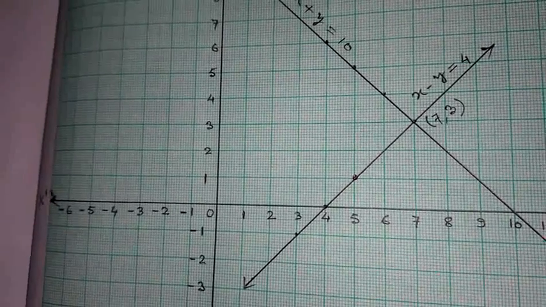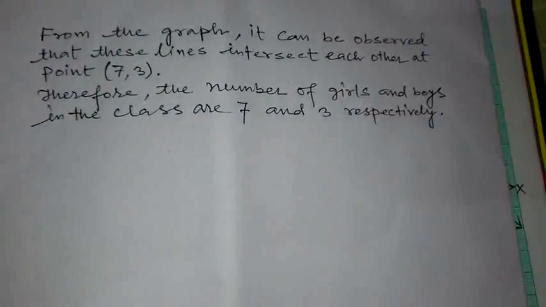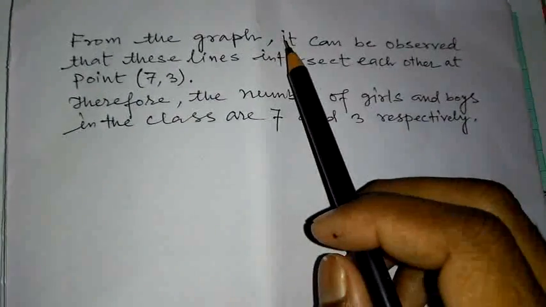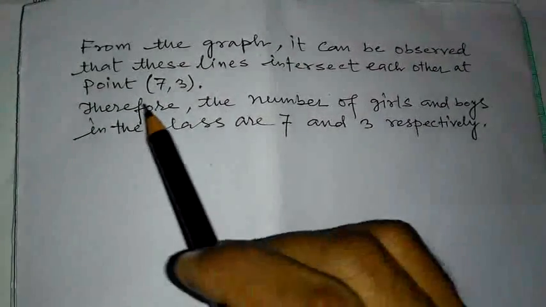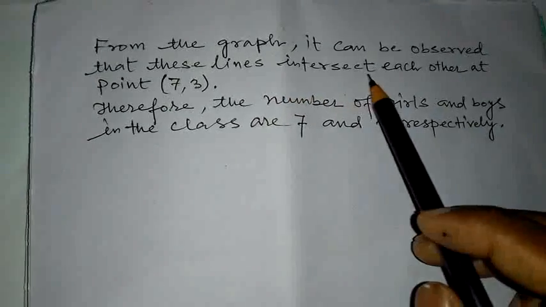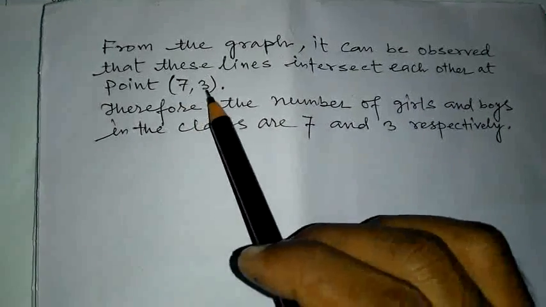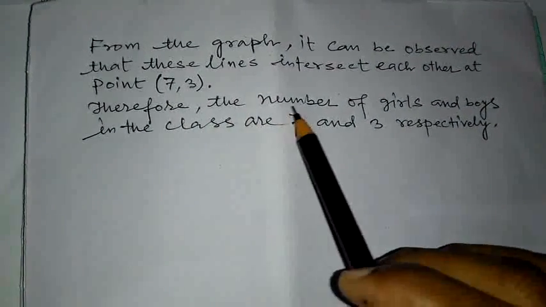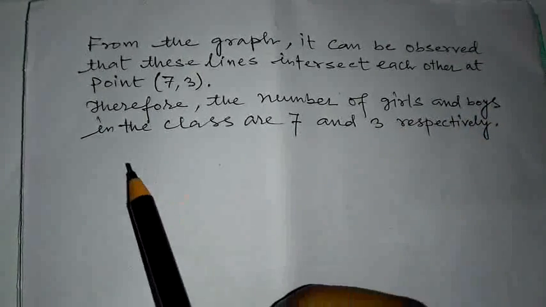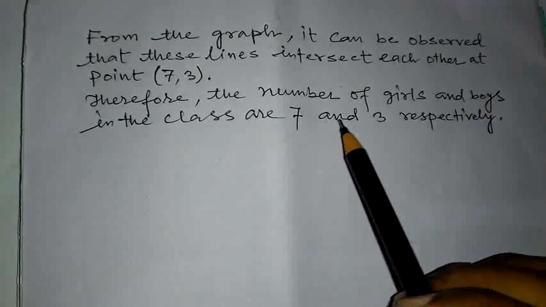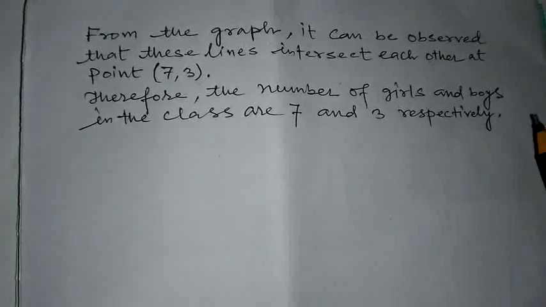Okay students, from the graph it can be observed that these lines intersect each other at point 7, 3. Therefore, the number of girls and boys in the class are 7 and 3 respectively.